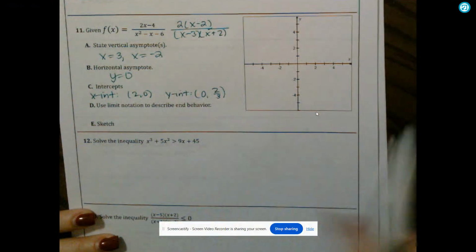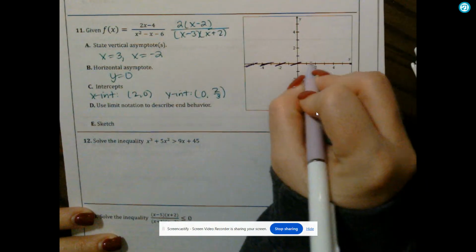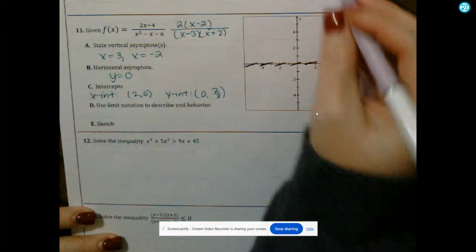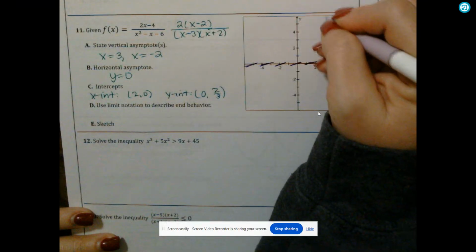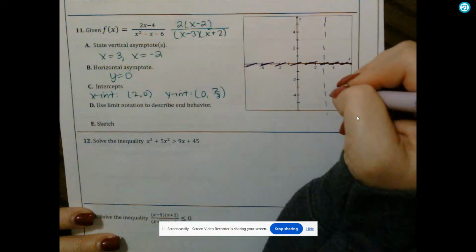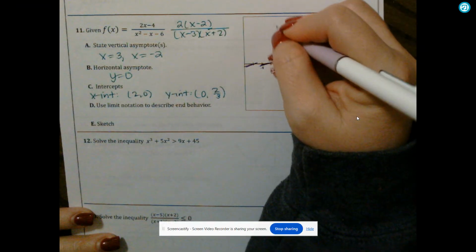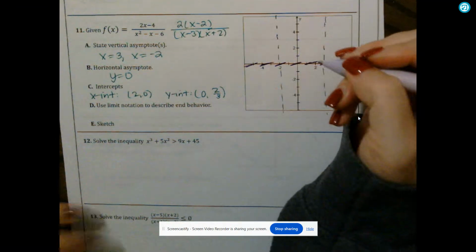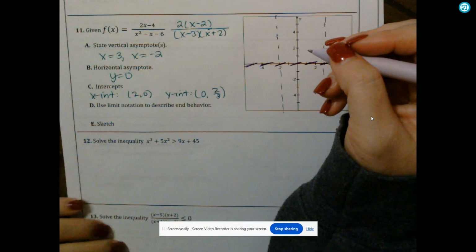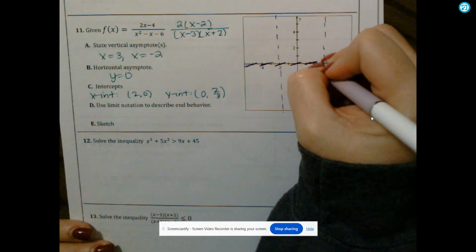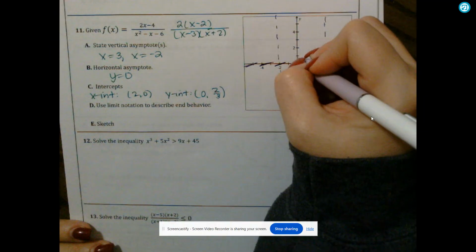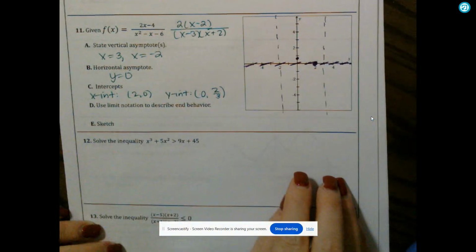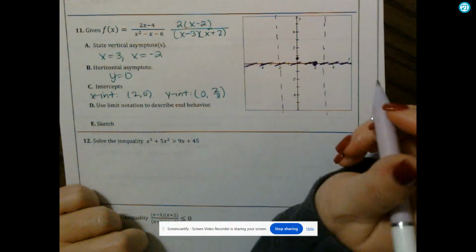All right, so let's talk about what we've got on the graph so far. We've got a horizontal asymptote here at 0. We've got a vertical asymptote at 3 and at -2. We've got a zero at 2. And we've got a y-intercept at roughly 2/3, so somewhere around in there. So you're going to follow your asymptotes as best you can.